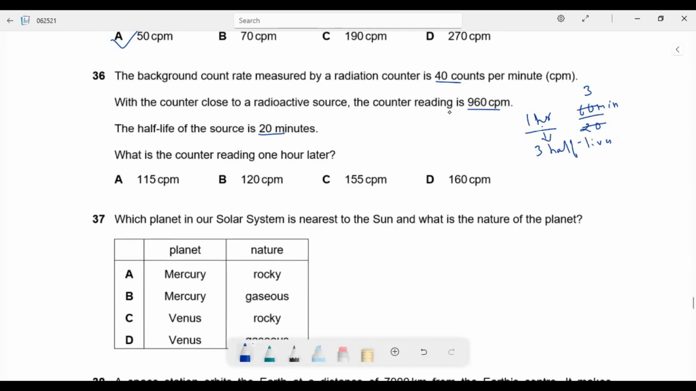So initial activity, that is initially the counter reading was 960 CPM. And background count rate is 40. So actual reading I am taking, that is 960 minus 40. That will be equal to 920 CPM. So this is the initial count, initial activity.